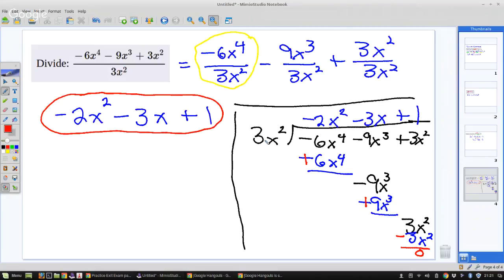So you have a choice. You can either do it with a monomial, break it up into fractions, or you could use long division. If this was a binomial down here, you would have to use long division.